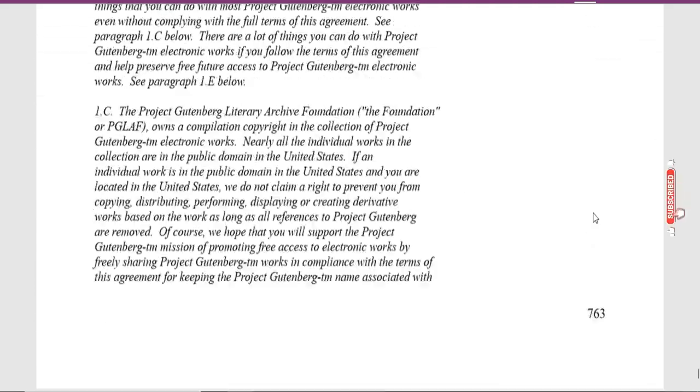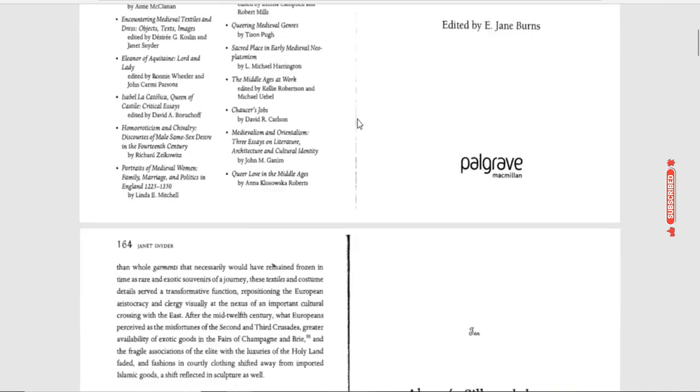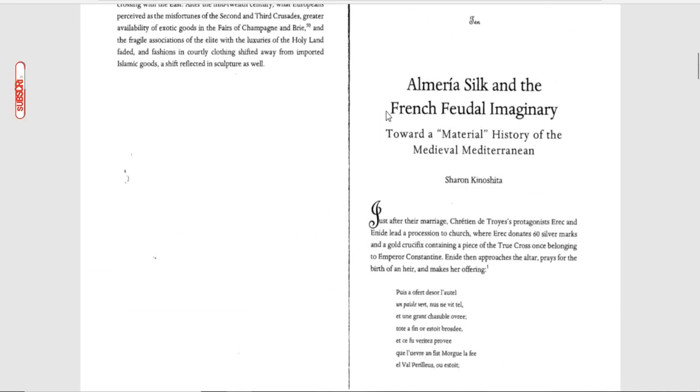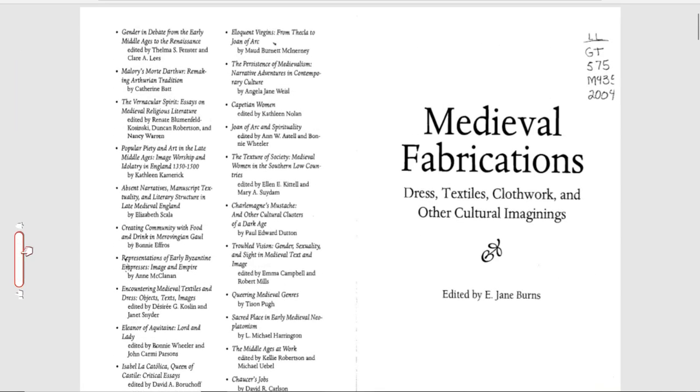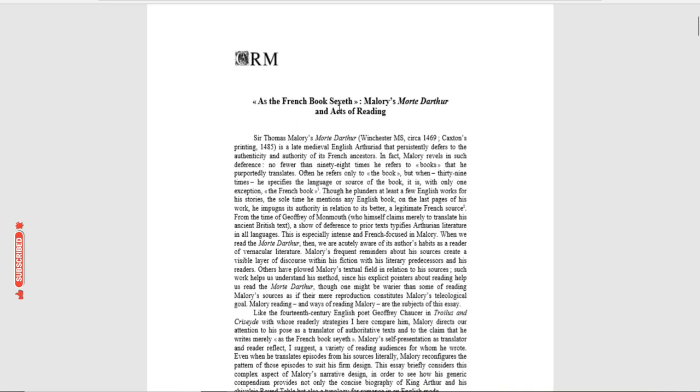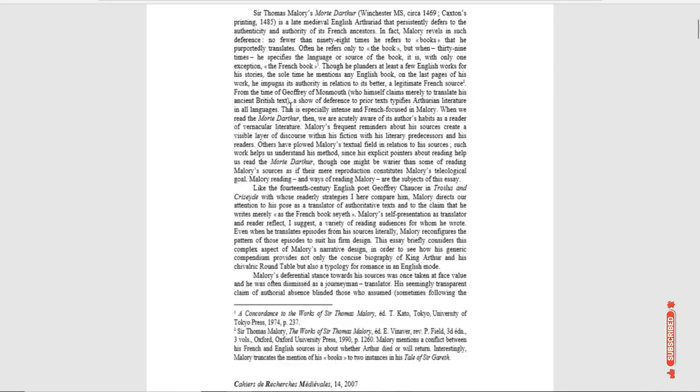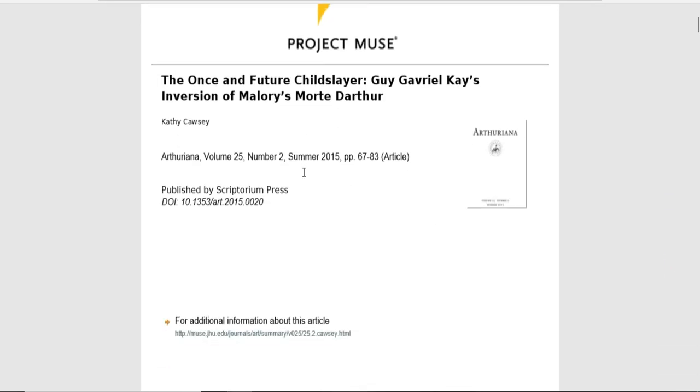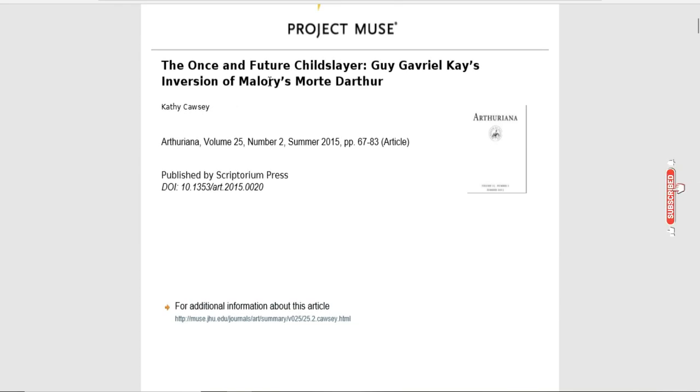So we'll just try to do something a little significant which you can actually go through. These are the reference materials I'm trying to give you, and here we also found something towards material: History of the Medieval Mediterranean, Sharon Kinoshita. Okay, and then it is religious, as the French book saith, Malory's Morte d'Arthur, an act of reading. And this is one of the projects actually: Once in Future Childish Slayer, Gabriel Key, Inventing Malory's Morte d'Arthur.